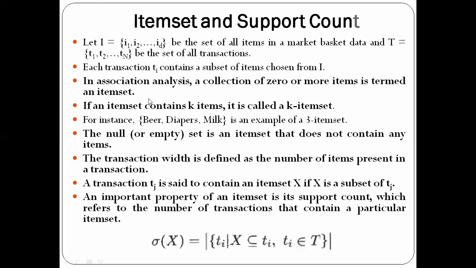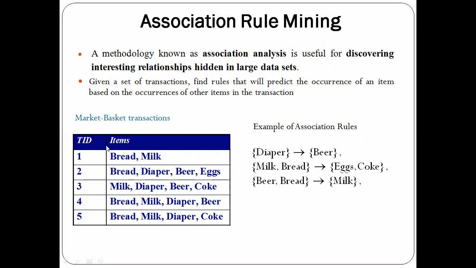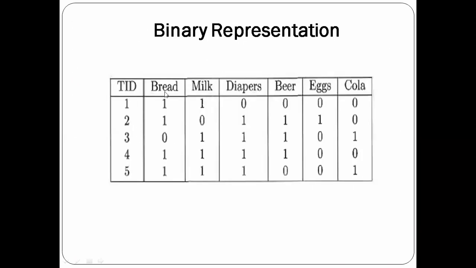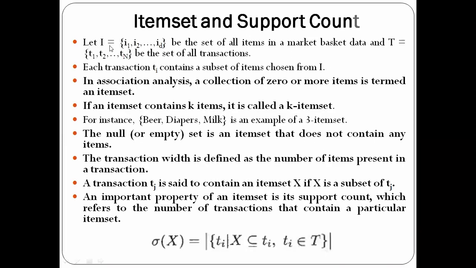Now coming to the next topic, that is item set and the support count. We shall study the definition of what an item set is and what the support count is. In the last class's example, the total number of items is 6. In general, all the items in this market basket data we denote by I. Capital I stands for all the items in the transactions of the market basket data.